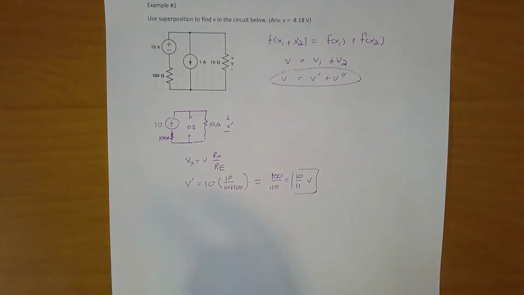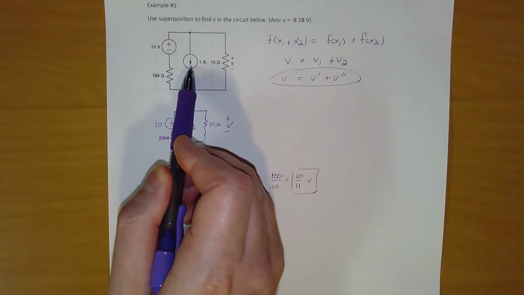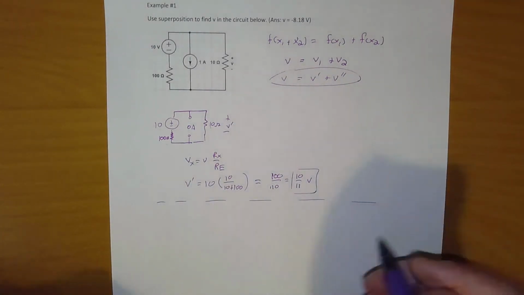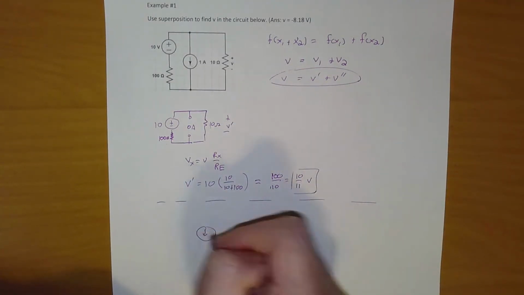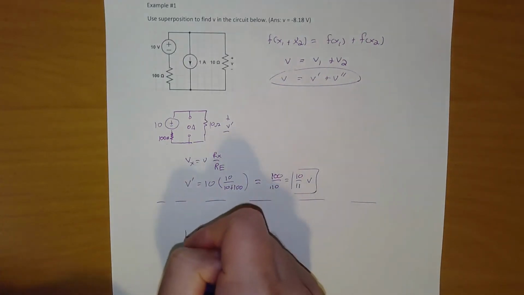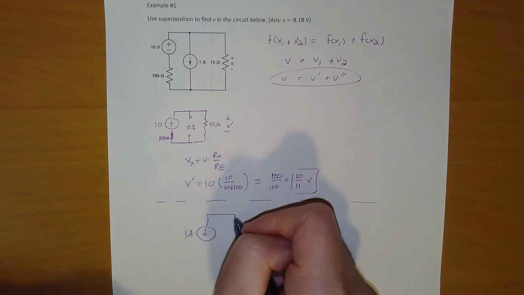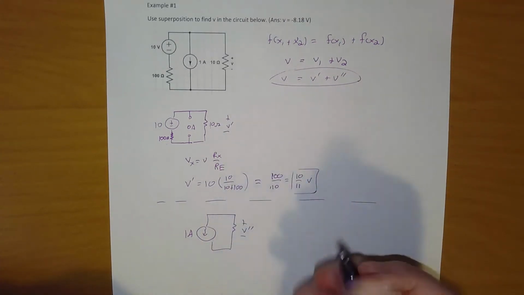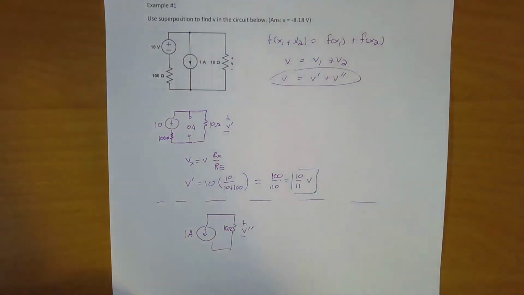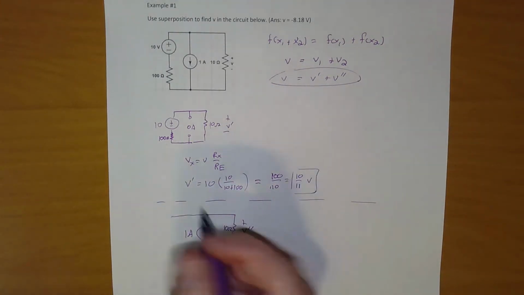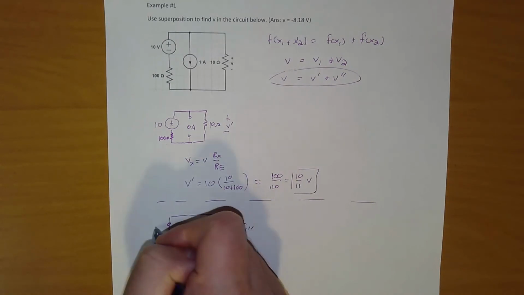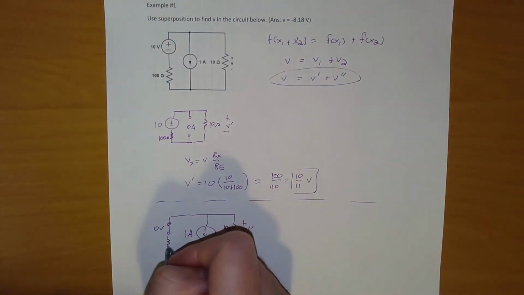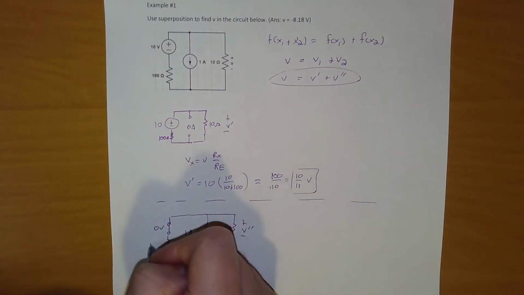We need to do this again because there are two sources, so we need to redraw the circuit, this time with only the 1 amp source on. Make sure you get the arrow going down, otherwise it'll be a different circuit. Over here, we have our plus or minus V. In this case, I'm going to call this V double prime. This is over our 10 ohm resistor on this side. What happens with our voltage source is it becomes 0 volts, so this is just a wire. And then we're left with our 100 ohms here.